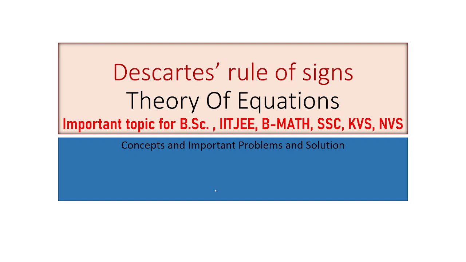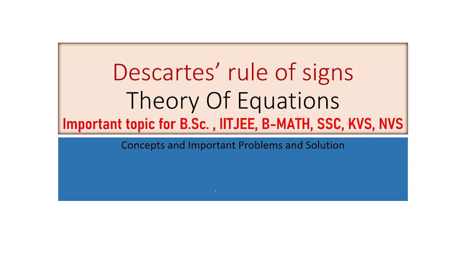Now we will continue the one important concept. The concept is basically Descartes' rule of sign, and this Descartes' rule of sign is one of the celebrated theorems in the theory of equation. By using this Descartes' rule of sign, we can conclude the maximum number of positive roots or maximum number of negative roots.